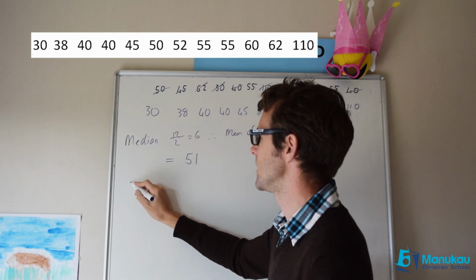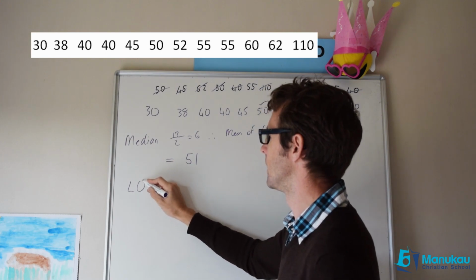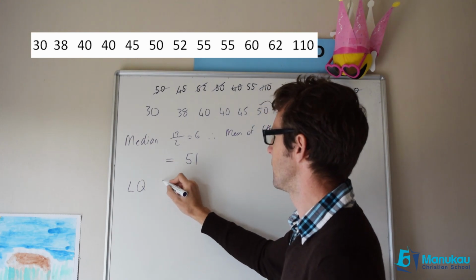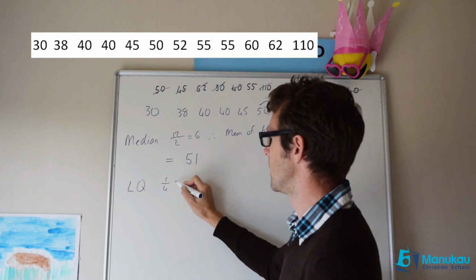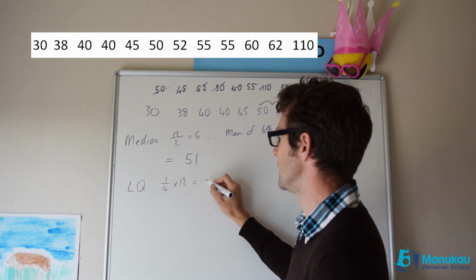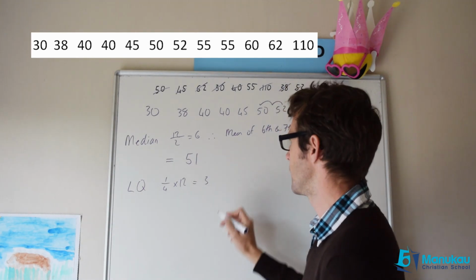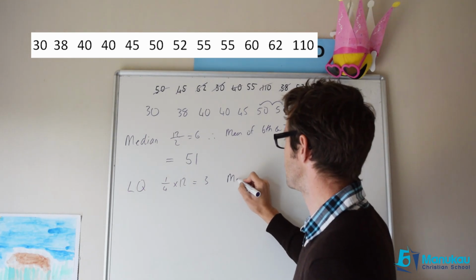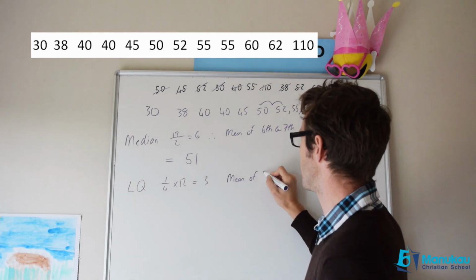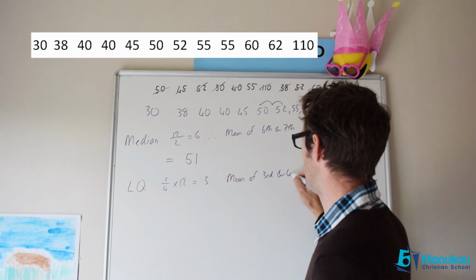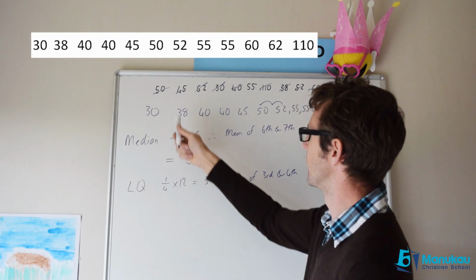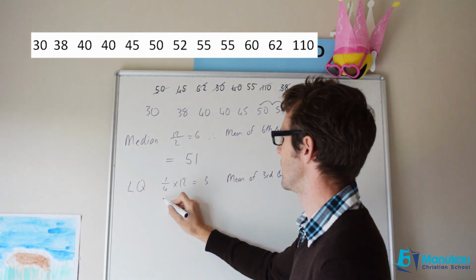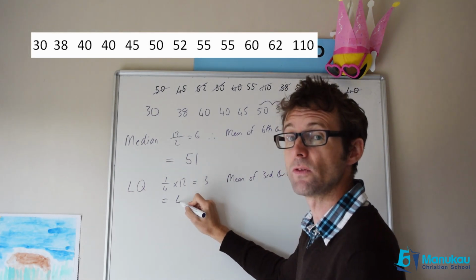Now the IQR, we need to find our lower quartile. So for our lower quartile, we're going to find a quarter times 12 is 3. So we're looking at the mean of the 3rd and 4th items of data. 3, 4. So our lower quartile is therefore going to be 40.